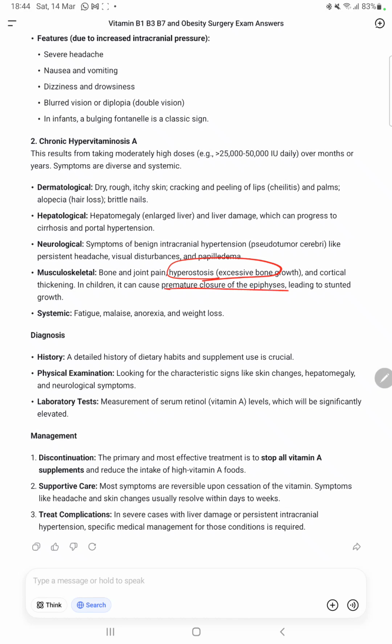Then diagnosis. A detailed history of the dietary habits or any accidental intake is taken. Physical characteristics like skin changes, hepatomegaly, and laboratory tests will show increased levels of serum retinol.